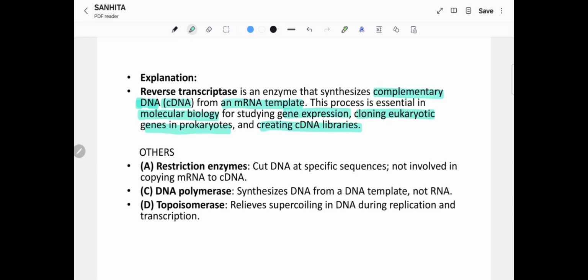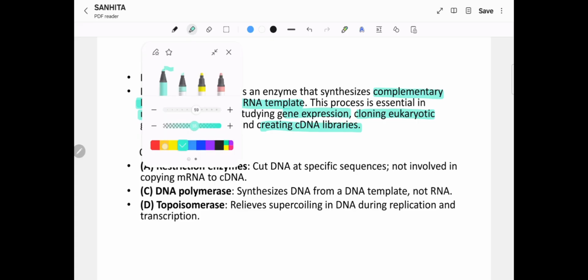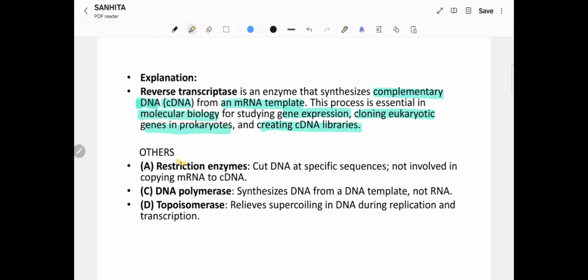Okay, and the others, why are they not selected? Because restriction enzymes cut DNA at specific sequences. That means it splits DNA at specific sequences but is not involved in copying mRNA to cDNA.